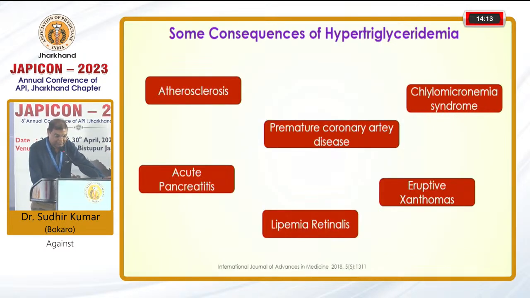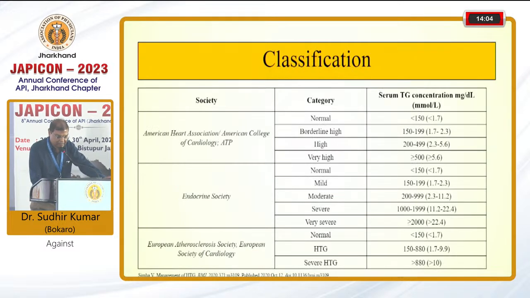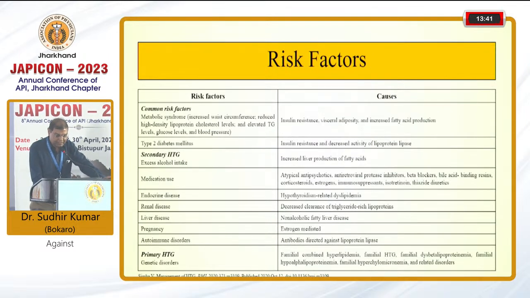So the consequences are known: atherosclerosis, pancreatitis, premature CAD, lipemia retinalis, and other things. The classification is very confusing to most people, but we stick to the AHA and ACC cardiology classification, which states a very high TG value as more than or equal to 500. These are the risk factors.